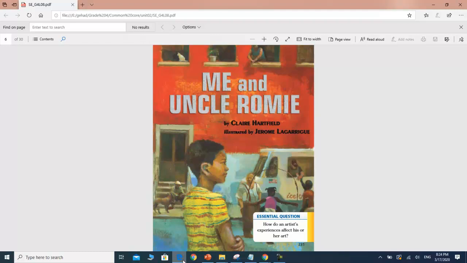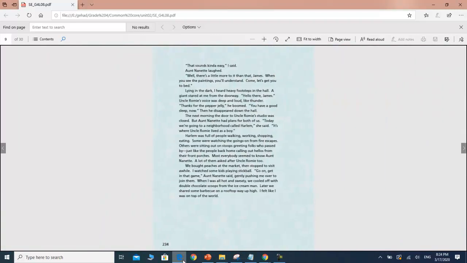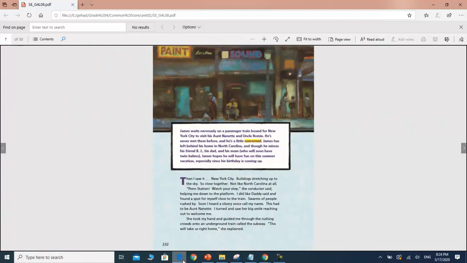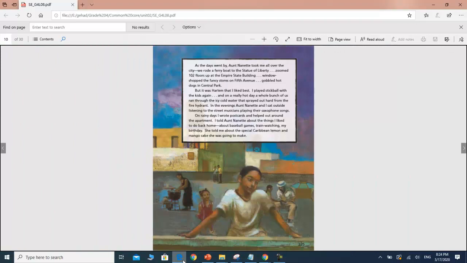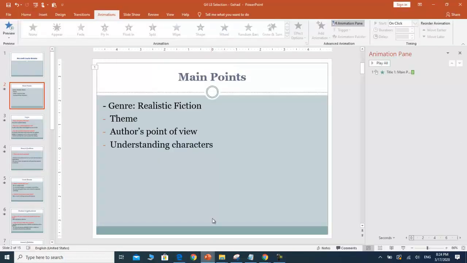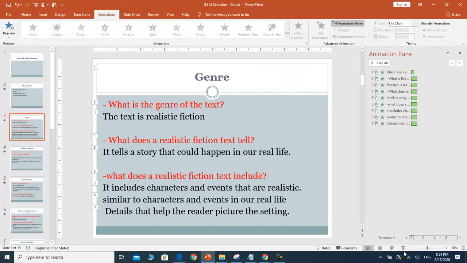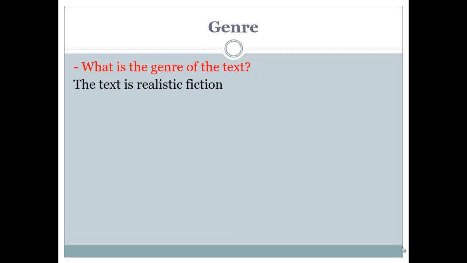Let's check the illustrations in your textbook. The illustrations in the textbook show parts of a big city. Also, the people in the illustrations seem realistic. So the text must be a realistic fiction text. So, what is the genre of the text, or what is the type of the text? The text is a realistic fiction text.